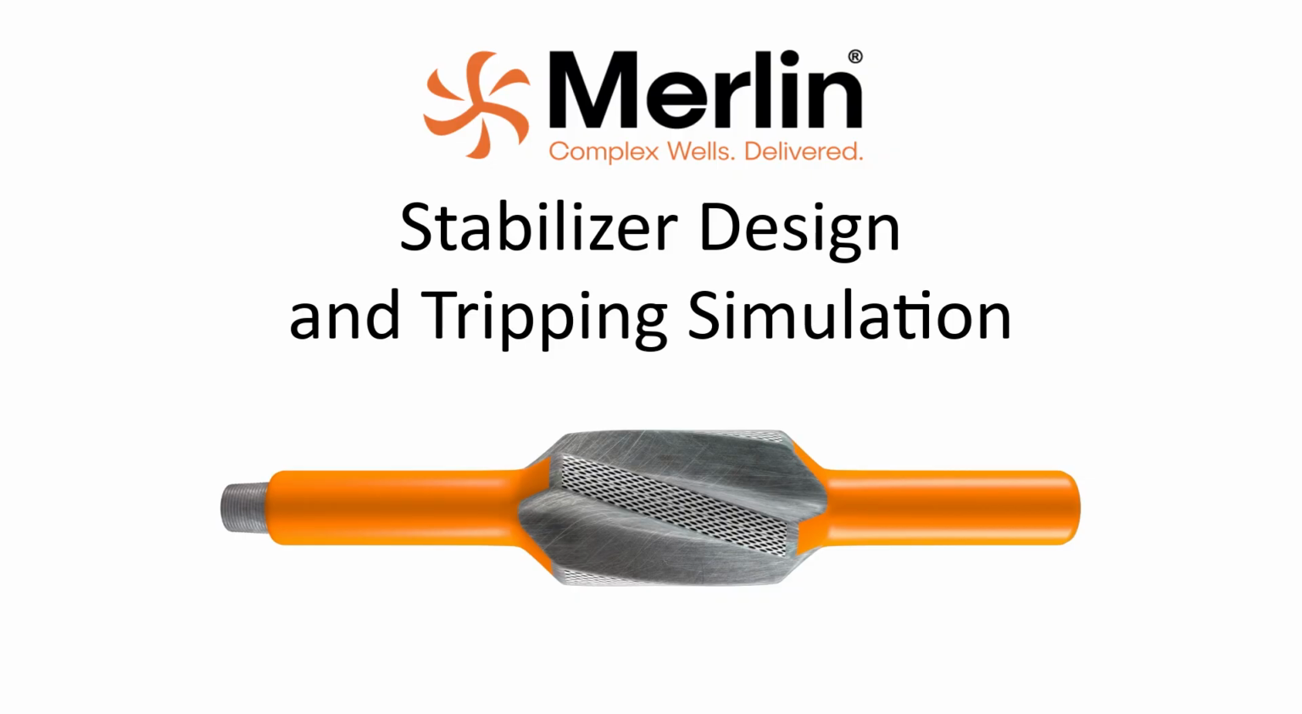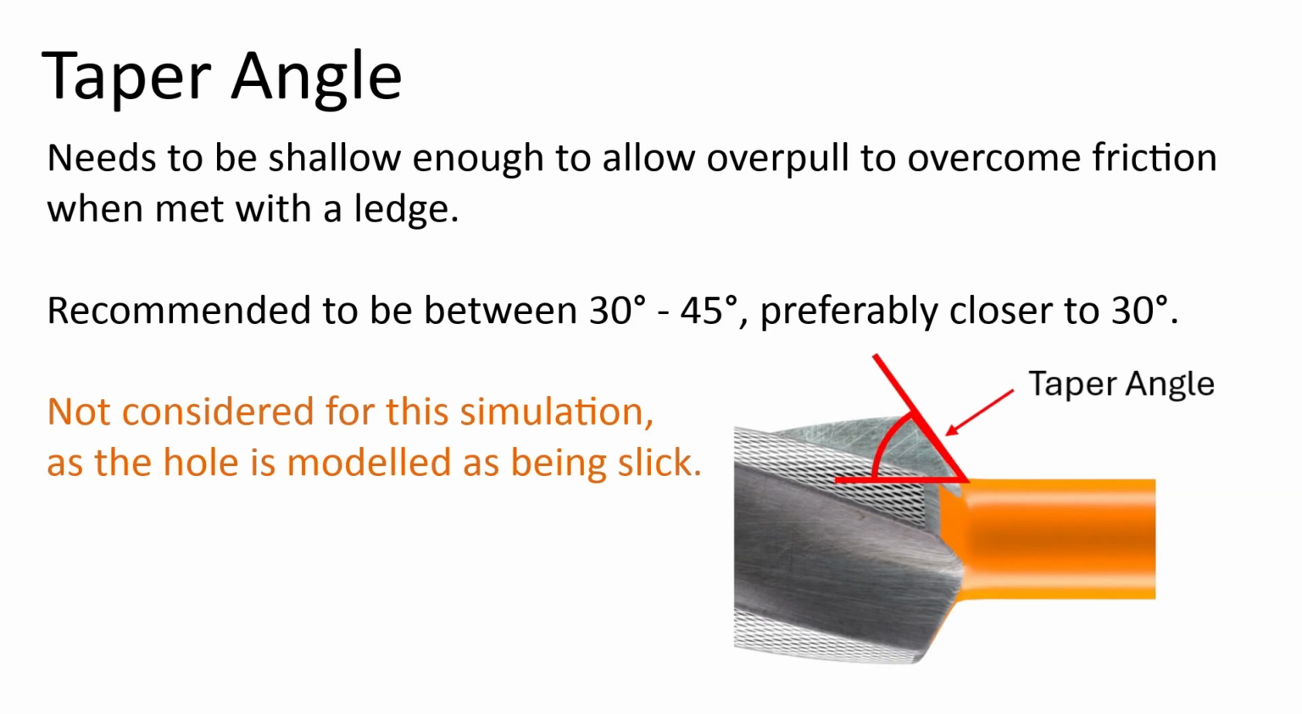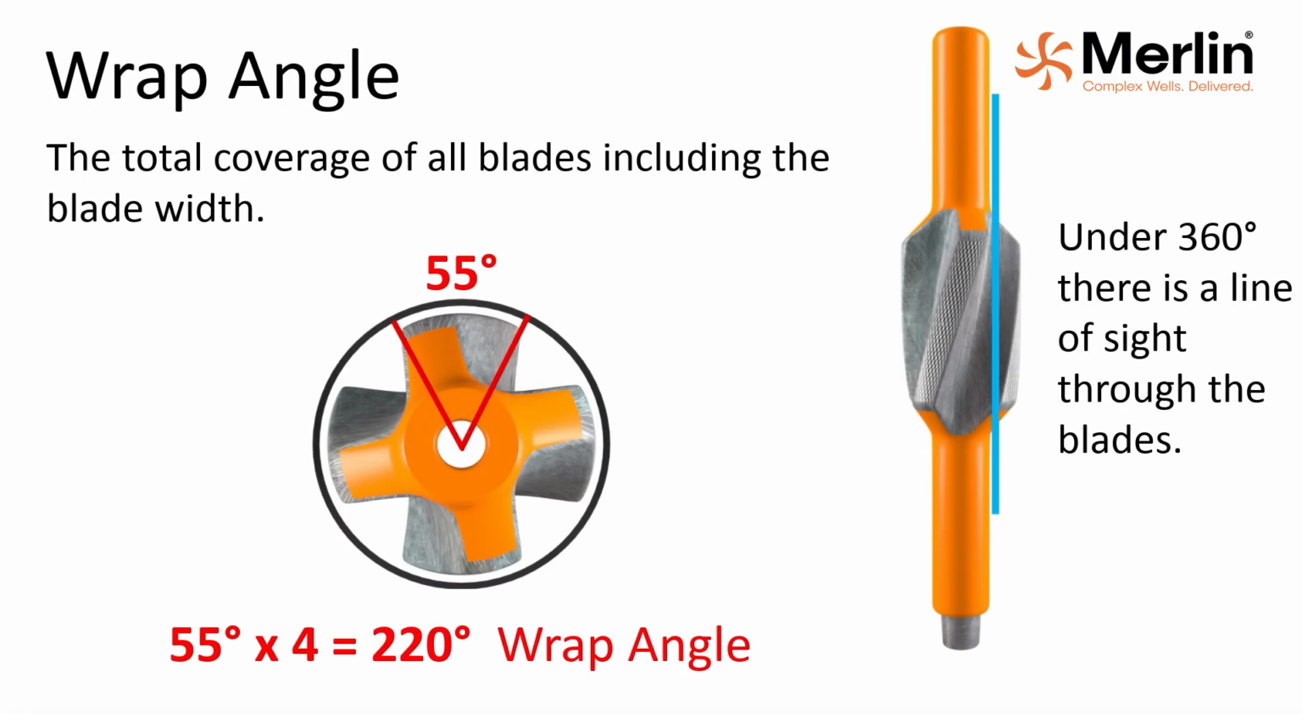There are several design specifications for stabilizers, but to build the models, we focused on the following three. Taper angle. This is the angle between the leading edge of the blade and the center axis of the stabilizer. It needs to be shallow enough to be able to ride over a ledge when tripping. For these simulations, the taper angle isn't considered as a variable as the scenario is a slick hole.